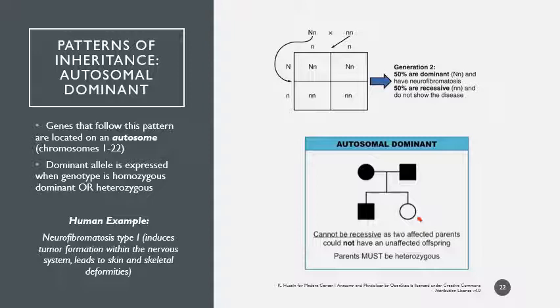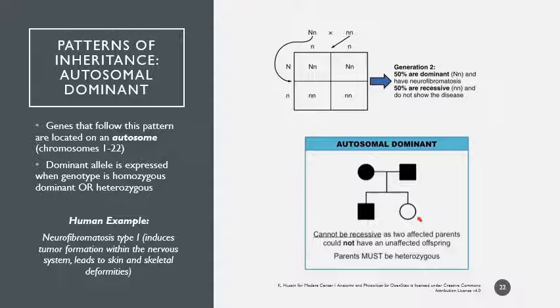So if a gene is located on an autosome and it is seen when it has that dominant allele, then it's autosomal dominant. So that dominant allele is expressed when the genotype is homozygous dominant or heterozygous. You just need at least 1 dominant allele in order to express this characteristic. So these conditions don't skip generations. You can always see them.